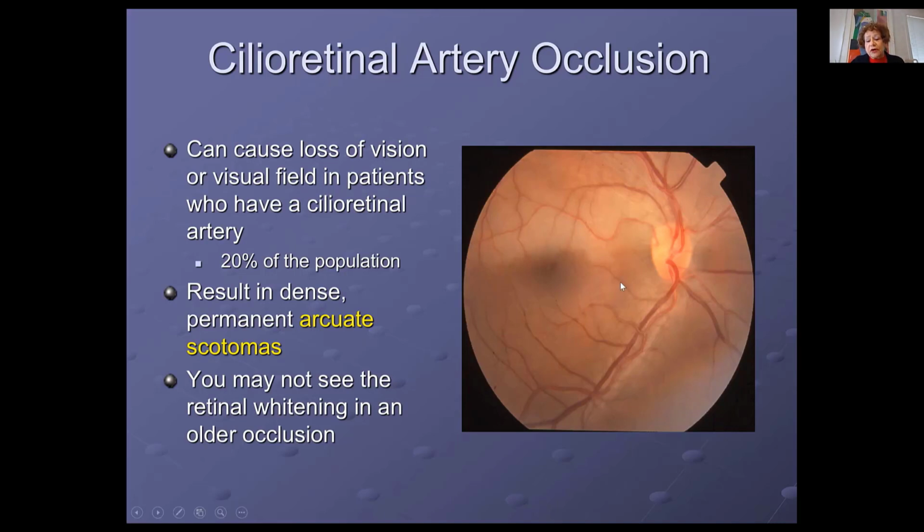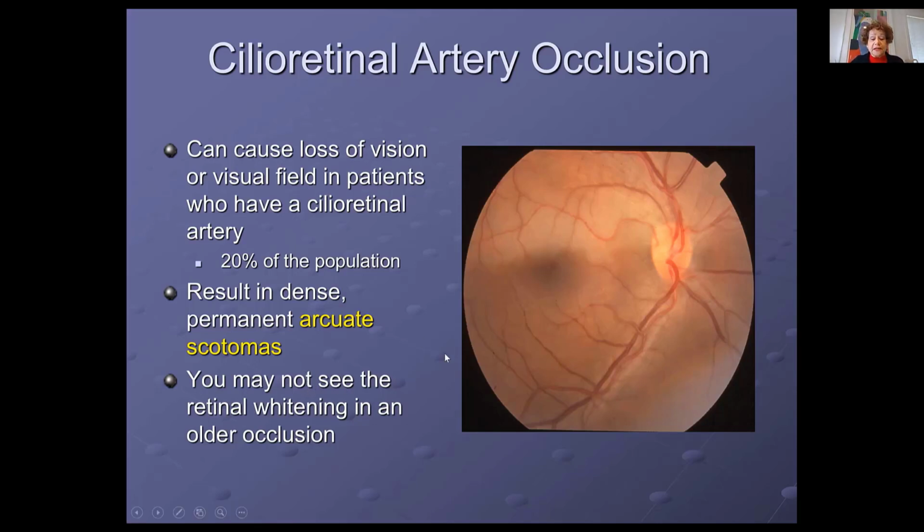A recreational drug user, young people that do use recreational drugs, sometimes these drugs are made with talc particles, and this is a smaller artery. So the talc particles can get stuck and can cause an obstruction. And if that obstruction lasts long enough, it will cause permanent loss of the nerve fiber layer and the vision in this area or the visual field. So his visual field is dense and it's arcuate, and unfortunately it's permanent.